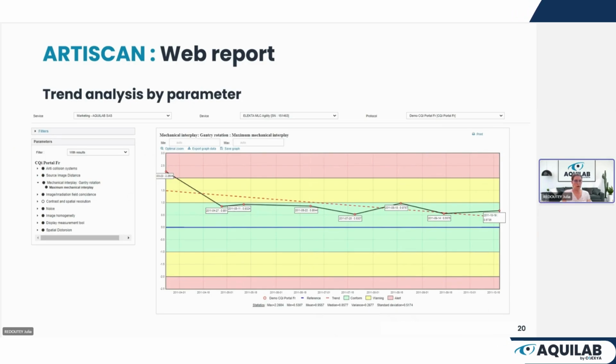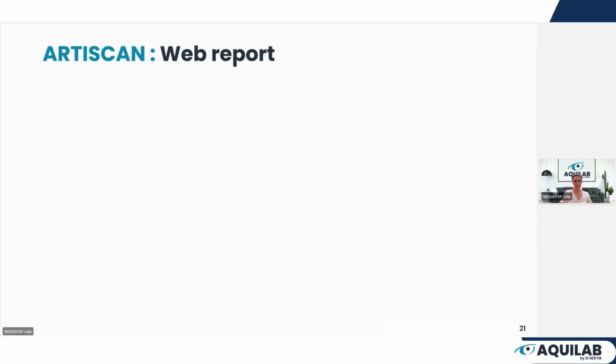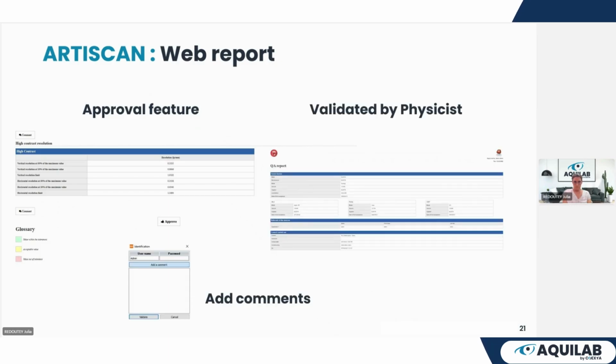You can also do trend analysis by parameters, and you have a color code according to defined tolerances. In the web report, you can approve the feature depending on the rights assigned to each user. The validation may be carried out by a physicist, even though it's not necessarily the physicist who will carry out the check. You can add comments if required.